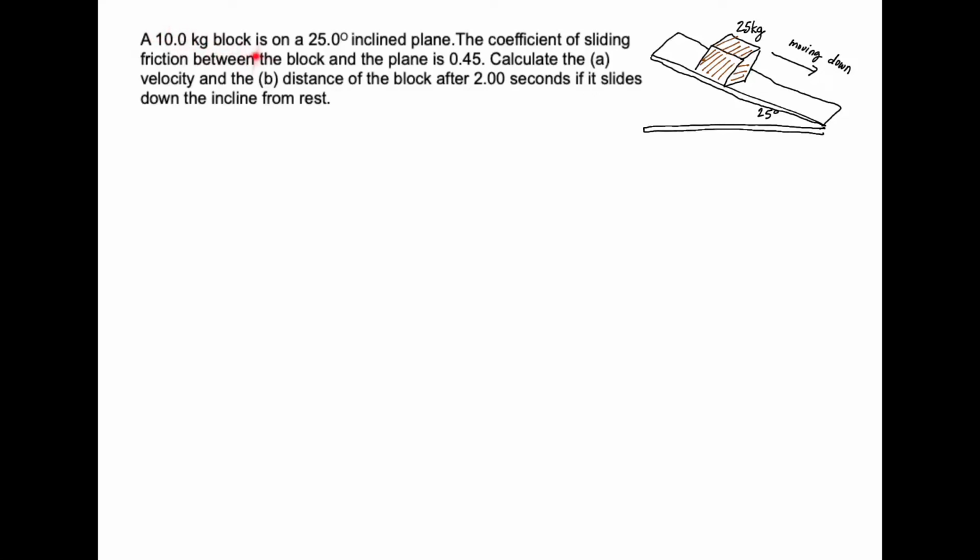A 10 kg block is on a 25-degree inclined plane. The coefficient of sliding friction between the block and the plane is 0.45. First, we're going to calculate A, the velocity, and B, the distance of the block after 2 seconds if it slides down the incline from rest.